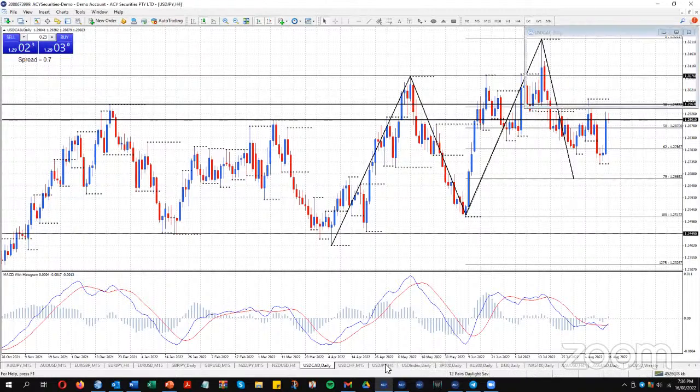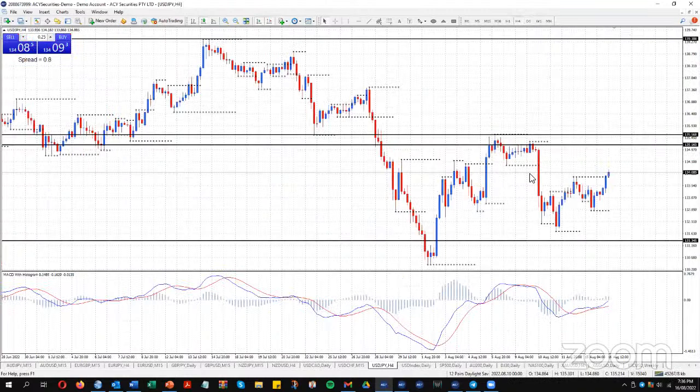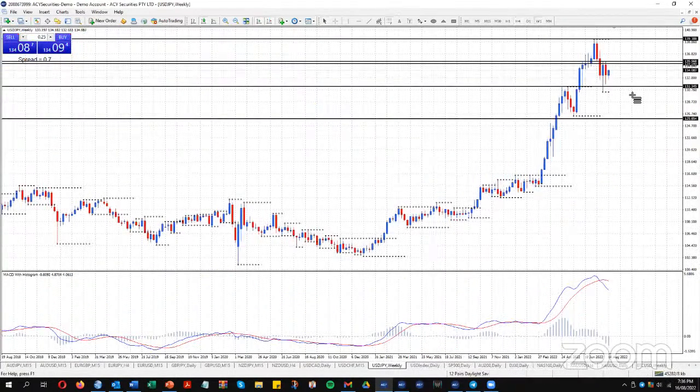All right, so look at the dollar yen. Now, this has been a little bit difficult. On the weekly chart, we've had a 62% retracement. We had a good rejection from weekly support at the 62 level. Then last week we were negative. This week we're kind of sitting in the range of last week.